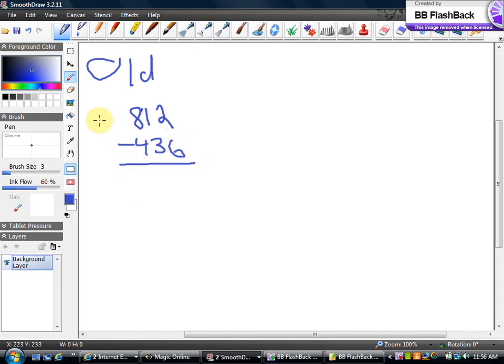Okay, so here we go. 812 minus 436. Now, we all know these are the important numbers. The bigger the number, the more important it is. Our brains understand that. Unfortunately, when we teach it, we don't start on this end. We start over here. So, first step is I can't take 6 from 2. So I have to carry. I have to borrow. I'm not sure how it works, but I'm going to cancel that out and make it a 0 and put the 1 up here. That way I can do 12 minus 6.